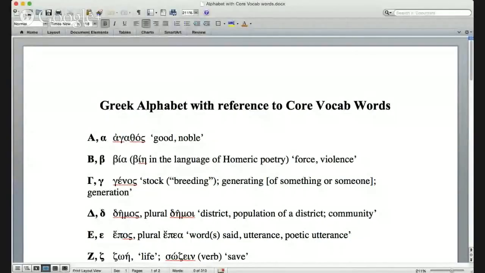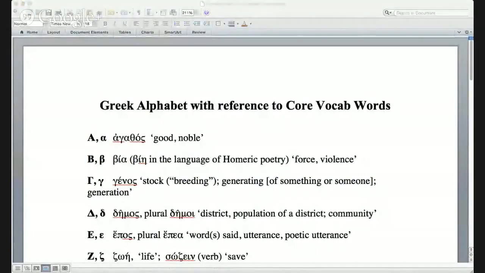So I'm going to be referring to this document as we work through the alphabet to get a handle on how the letters look when you're reading them, also how to write them when you're writing in Greek, and also how to pronounce them, because there are a few sounds in Greek that are a bit unfamiliar to native English speakers. And there are some letters that when you write them, they look one thing in English, but they might be a different letter in Greek.